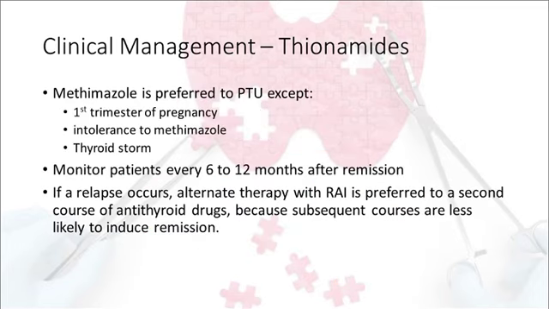Now, methimazole is preferred to propylthiouracil under almost all circumstances except in the following. In the case of first trimester pregnancy, we would prefer propylthiouracil. In terms of intolerance to methimazole, we will prefer propylthiouracil. In terms of thyroid storm, we will prefer propylthiouracil. We must monitor the patient every 6 to 12 months after remission, and of course, like I said, if remission occurs followed by relapse, we will then consider alternative radioactive iodine therapy as opposed to switching to another thioamide.